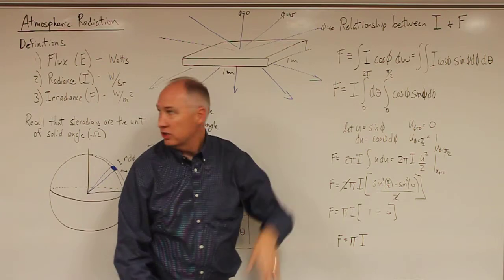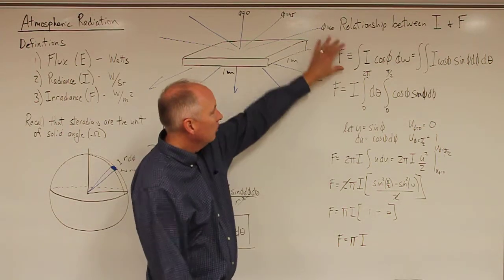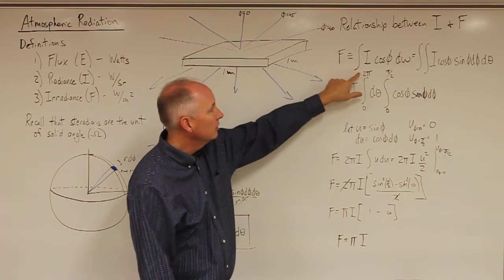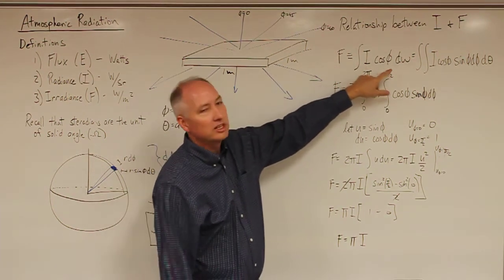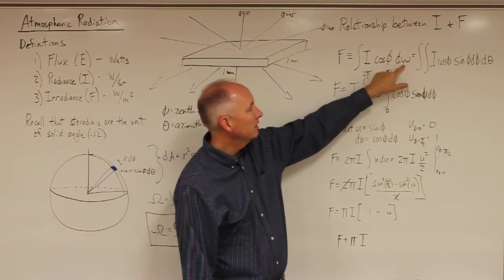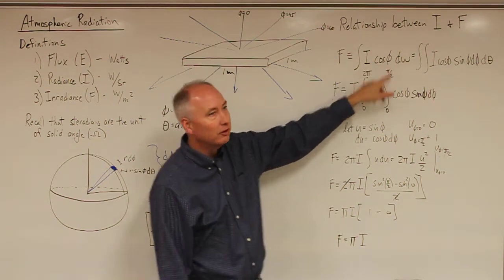So what's the relationship between radiance and irradiance? By definition, the irradiance is going to be equal to the integral of the radiance times the cosine of the zenith angle times the change in the solid angle. So where does this cosine of phi come from?